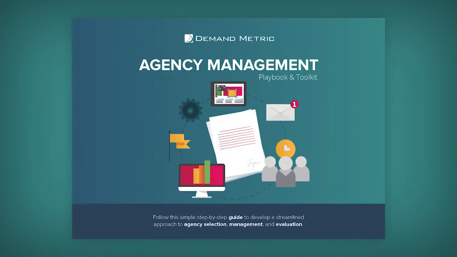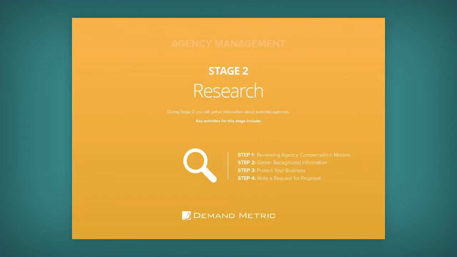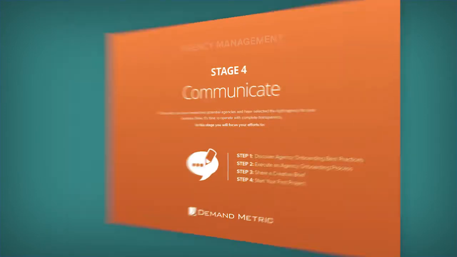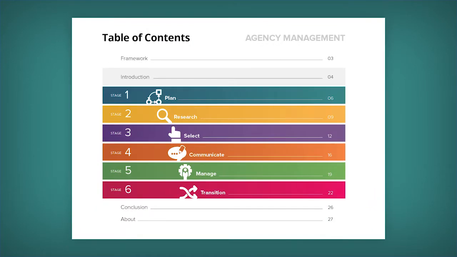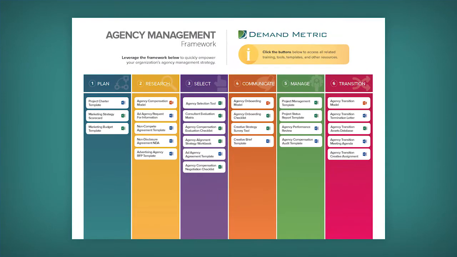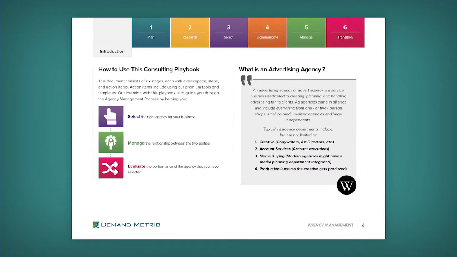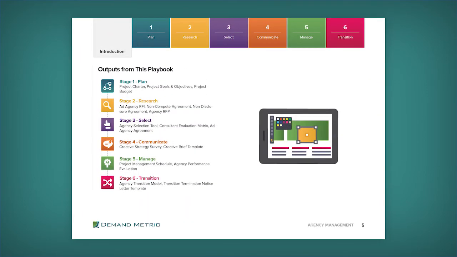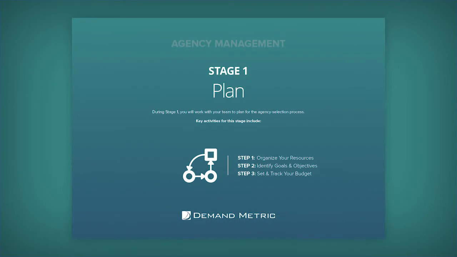Use this step-by-step playbook and set of premium tools and templates to develop an approach to agency selection, management, and evaluation. Each playbook begins with a table of contents and a framework for quick reference to the tools and templates highlighted throughout the step-by-step guide. Our playbooks are filled with links to our practical modern marketing tools, templates, and training, which are organized stage by stage, step by step, starting with stage number 1, planning.